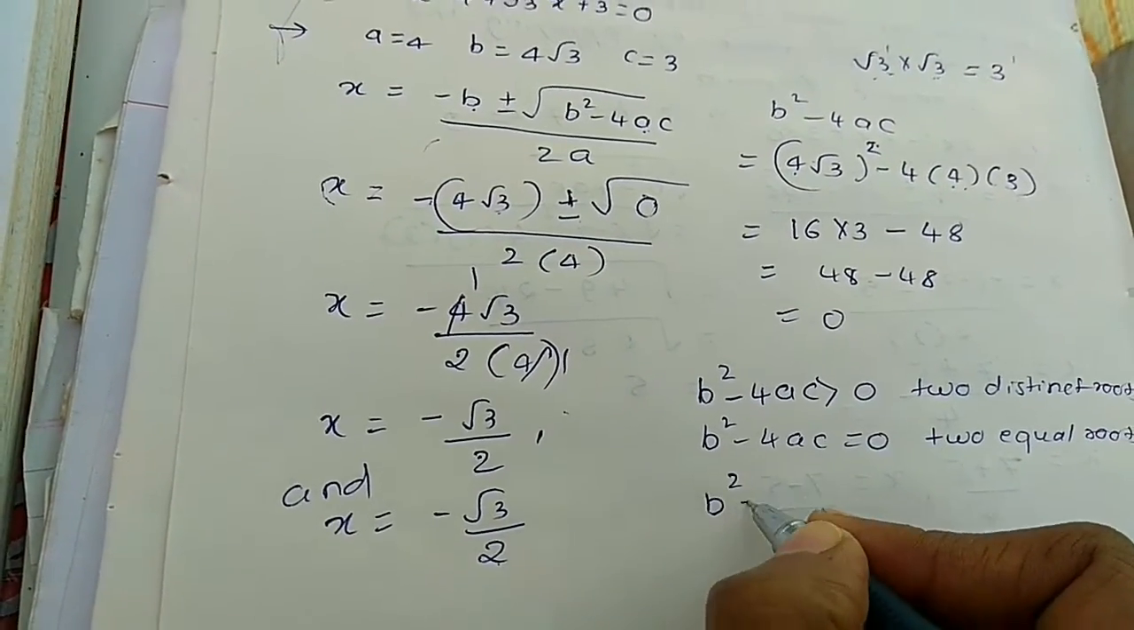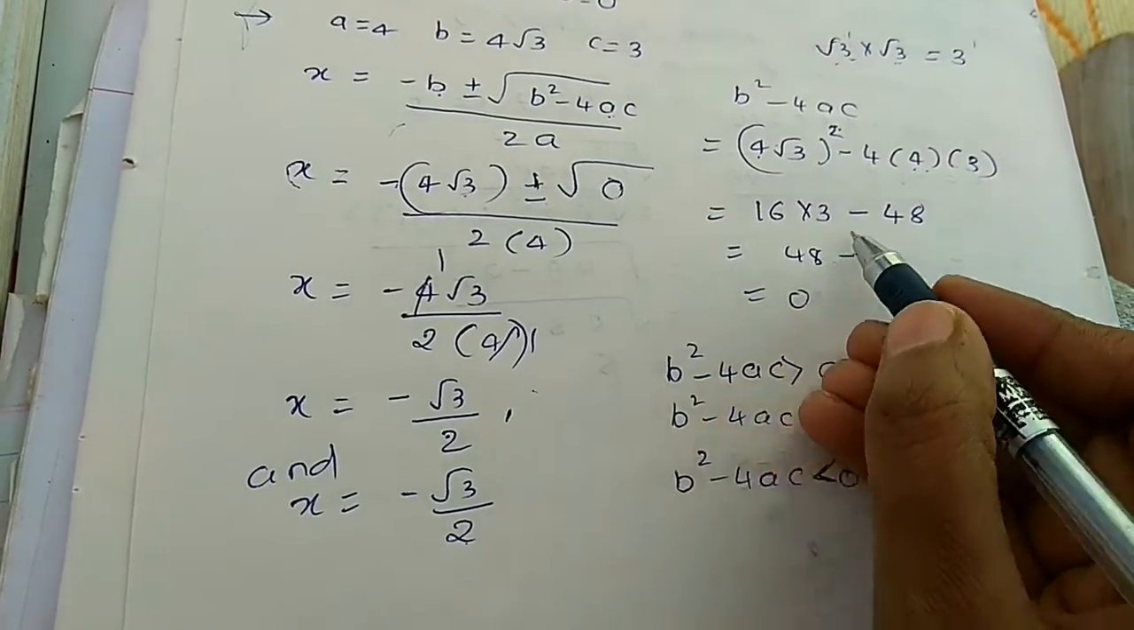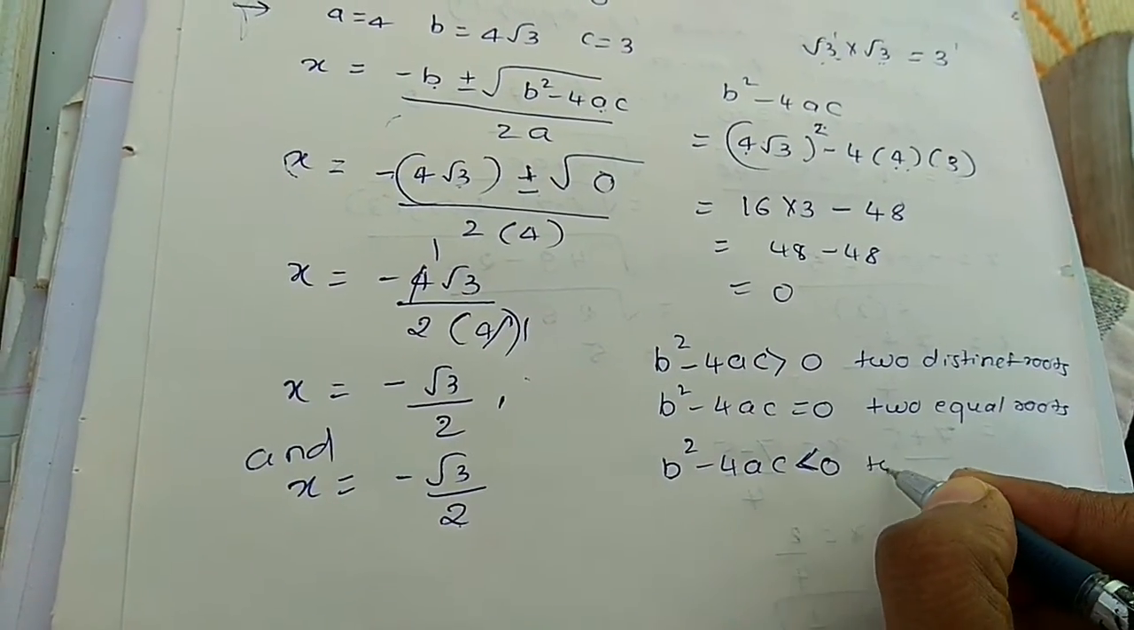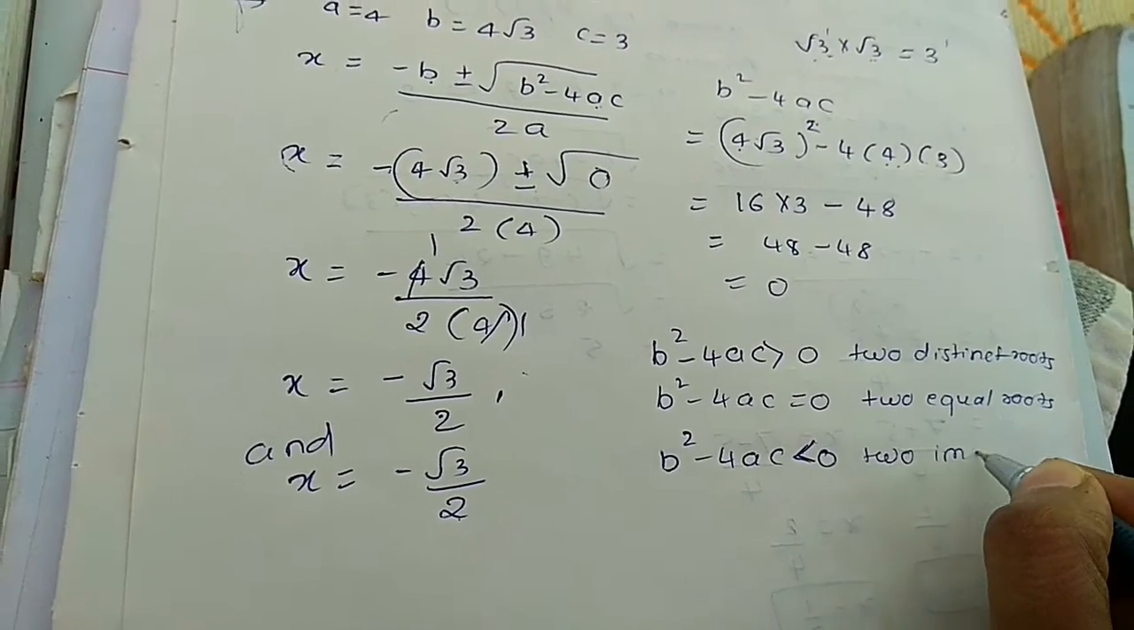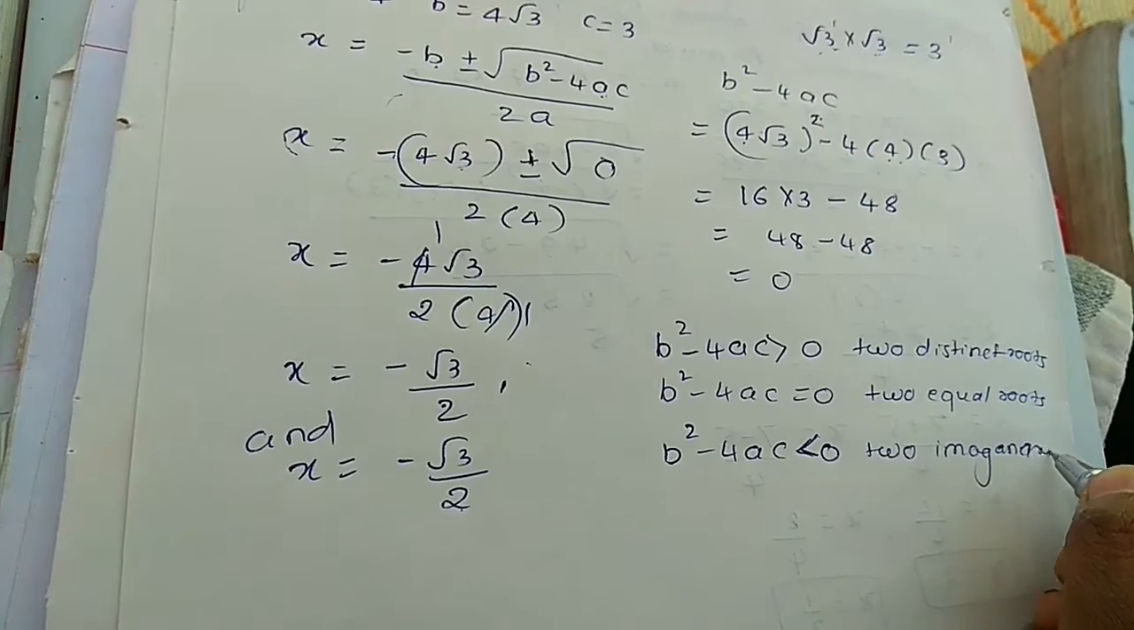And suppose the discriminant is less than 0, that means it is coming in negatives, then you will have two imaginary roots.